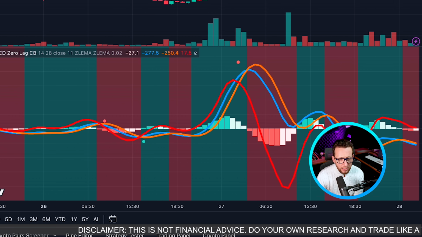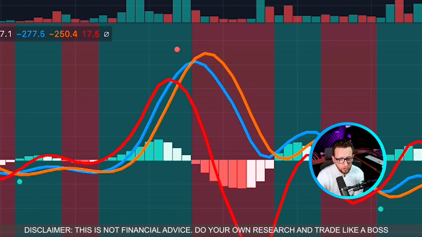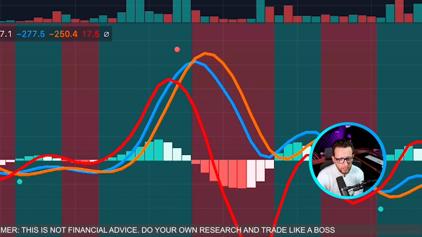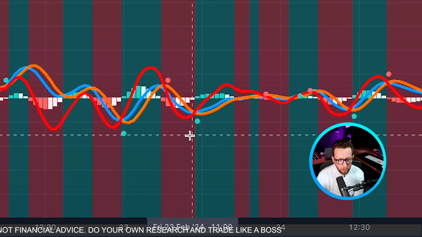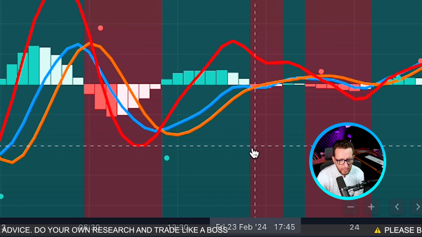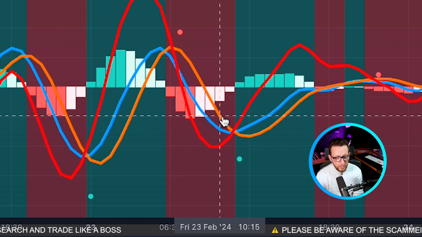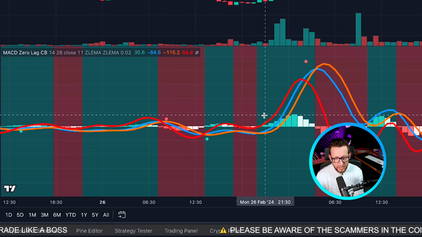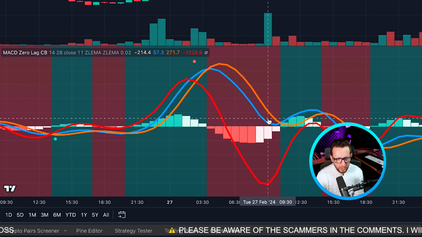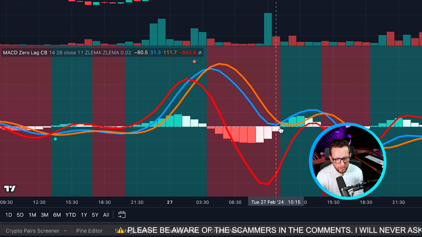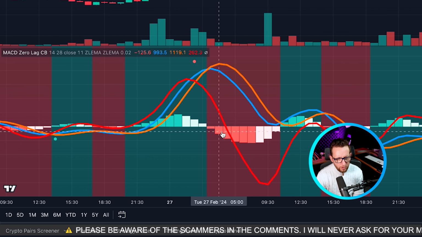We're actually looking for the red line to cross over the orange line, making this red dot like this here, or a green dot like this one just over here, which is where the red line crosses over the orange line, which would be our entries. The red and green backgrounds are created by the histogram. I will of course also backtest them and see if they're a good confluence or not.